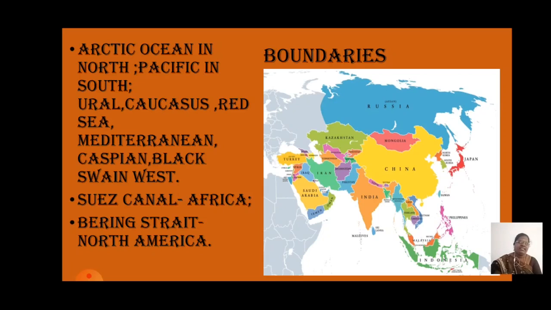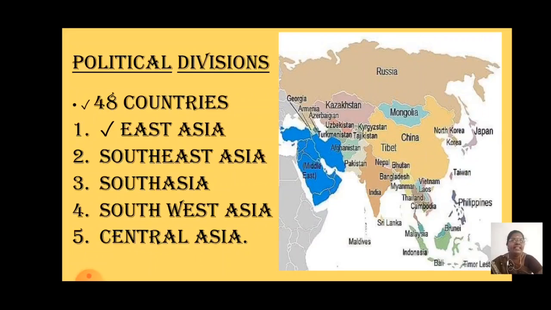The narrow Bering Strait separates Asia from North America. Okay. So, now come the political divisions. There are 48 countries in total in Asia. How many countries are there in Asia?